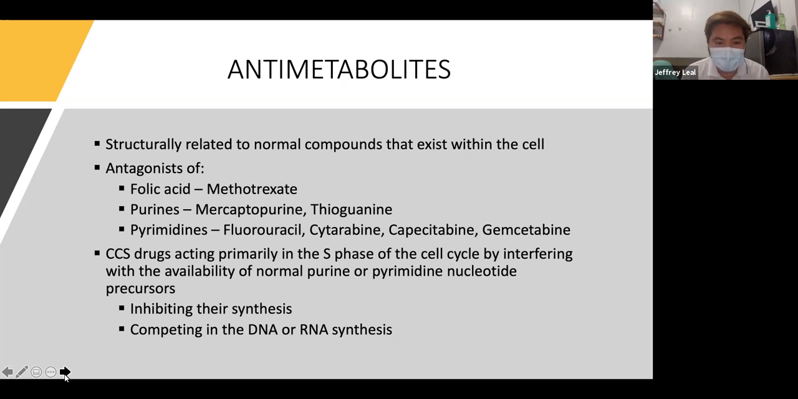They are cell cycle specific drugs that act primarily on the S phase or the synthesis phase of the cell cycle by interfering with the availability of the normal purine or pyrimidine nucleotide precursors through inhibition of their synthesis, or they may compete in the DNA or RNA synthesis. Okay?